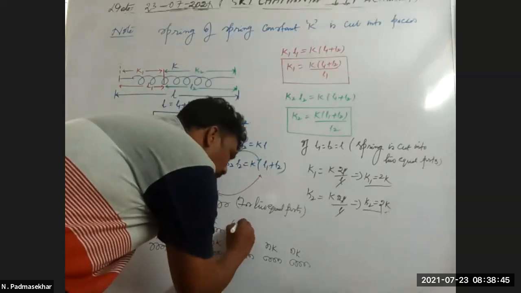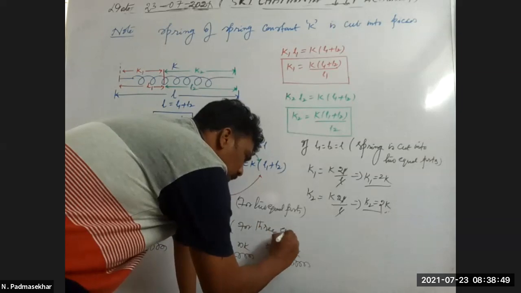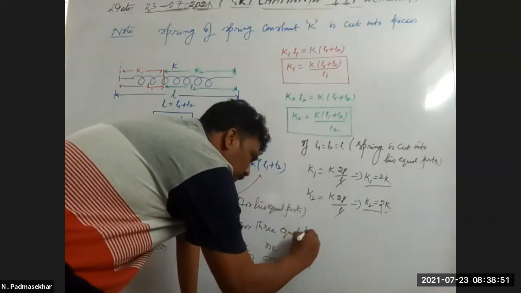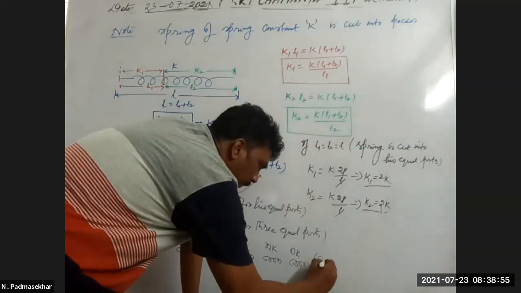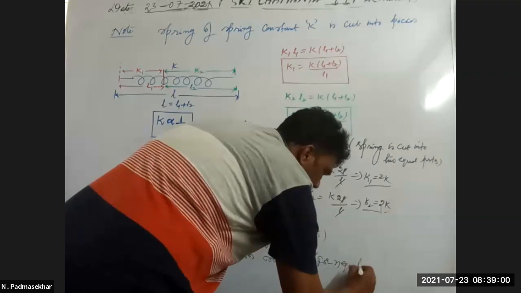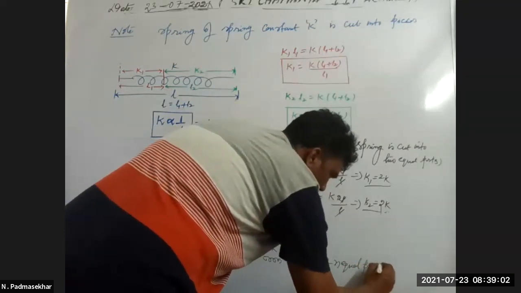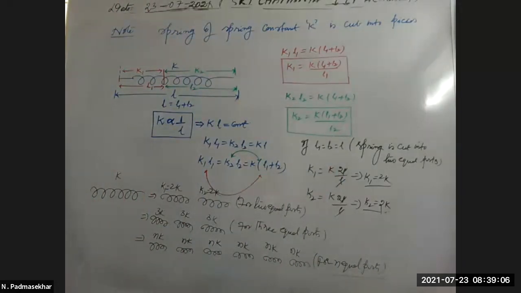This is for n equal parts. For n equal parts, the spring is cut like this. That is the spring constant.